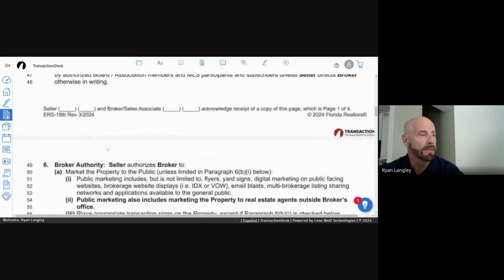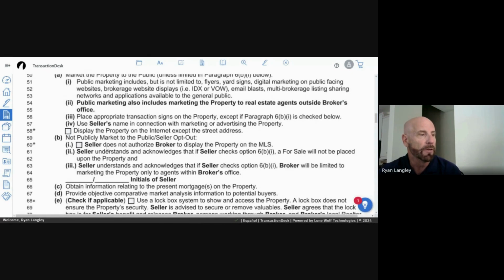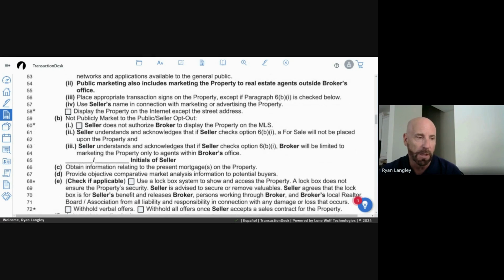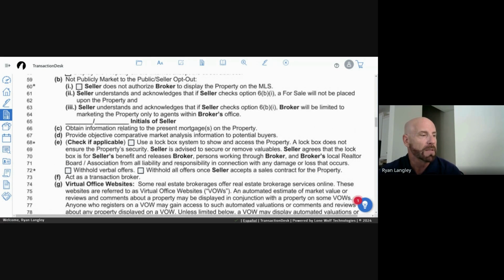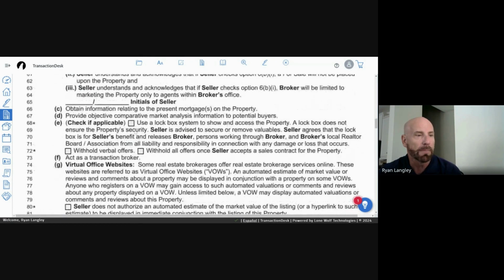Okay, multiple listing service, all the things that you guys do. Display the property on the internet except the street address. This is only if they don't want their street address displayed, so I've never clicked that one. Seller does not authorize broker to display property on the MLS. That's happened before. But whatever it is, have them sign here. Use a lockbox system. I always check this one, even if we're not sure we're going to.